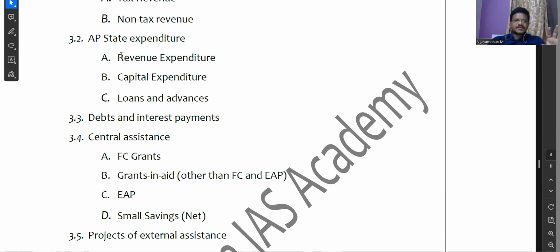Recently, nowadays there is a debate that AP is spending more on revenue expenditure compared to capital expenditure. So in AP, the capital expenditure component is very low. In fact, compared to the northeastern states, it has been reduced significantly, say news articles.